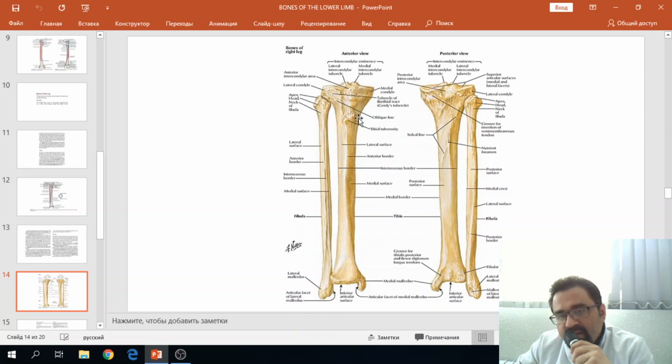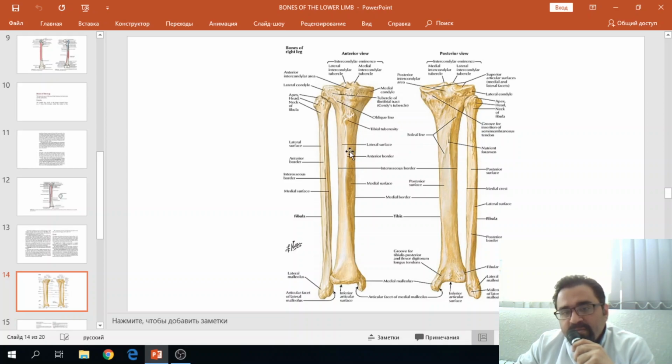Then there is the tibial tuberosity just below the anterior upper end of the tibia. We can feel it over this tibial tuberosity. After lodging the patella bone, the tendon of the quadriceps femoris gets inserted on the tibial tuberosity. The oblique line joins with the tibial tuberosity.